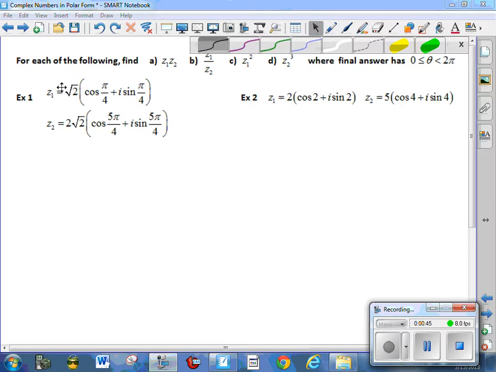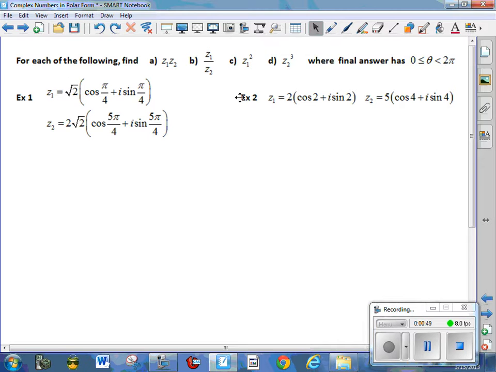So starting out with example 1, I would suggest that you draw a line down the middle of your paper. Somehow I didn't have my line going here to separate the two sides, because you're going to need to have all your work for example 1 on the left hand side, so that you have room for your work for example 2 on the right hand side.